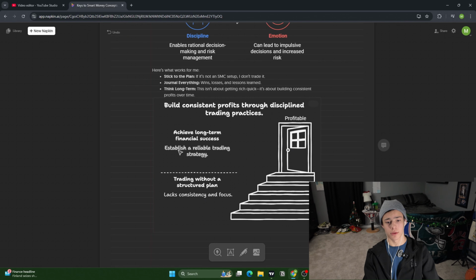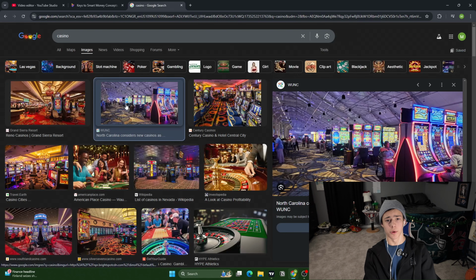First, you need to establish a reliable trading strategy, which I'm helping you do right now with Smart Money Concepts. Trading without a structured plan is going to lack consistency and focus, and it's going to lose you money because at that point you're just gambling, and we do not want that. If you want to trade without a strategy, just go to one of these, all right?